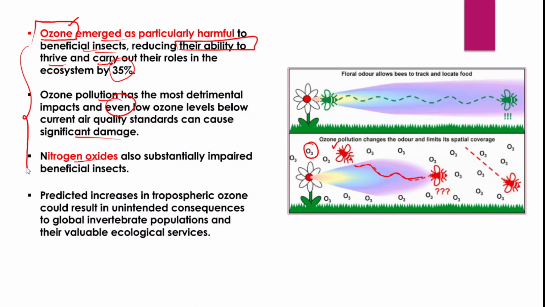So we can say that all these air pollutants, one way or the other, have a significant impact on beneficial insect species. In fact, it is expected that over a period of time, because of anthropogenic activities and increased use of fossil fuels by human beings, the tropospheric ozone concentration would be substantially increased. That could result in unintended consequences for global invertebrate populations and their valuable ecological services, right? That would be the consequence of increasing pollutants in the environment.